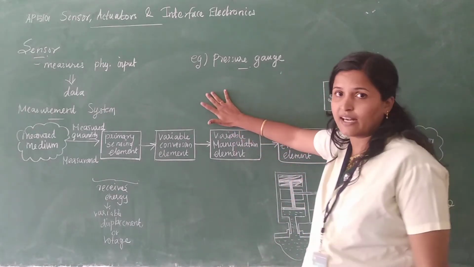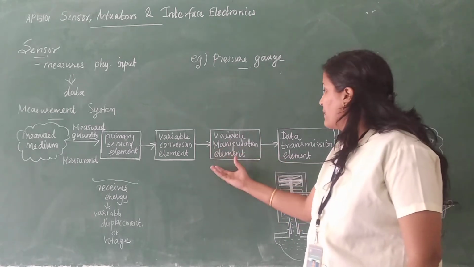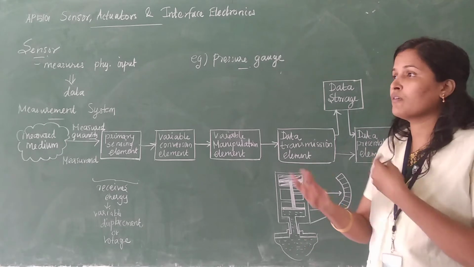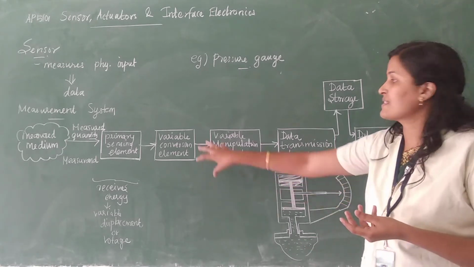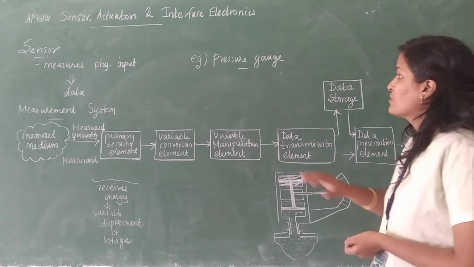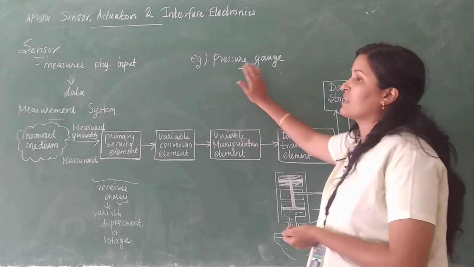Okay, these are the general blocks. Based upon the application, sometimes manipulation may not be needed, maybe the transmission element may not be needed. So based upon the applications, some elements may or may not be needed. Okay, so a very good example here is the pressure gauge.